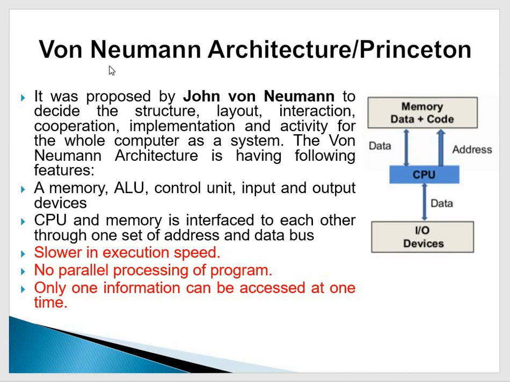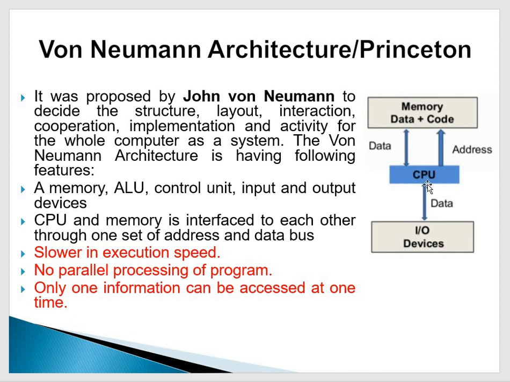The von Neumann architecture was proposed by John von Neumann, and this architecture is used to decide what type of structure we require, what type of layout we will use, how we establish the interaction between the processor and memory, and how we can read the data or transfer the address to the memory. All these rules are decided by this architecture, and it is called von Neumann.